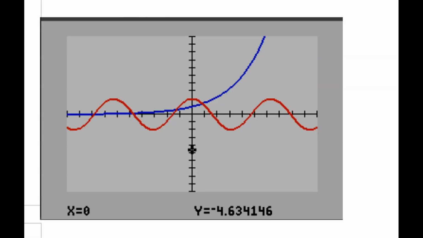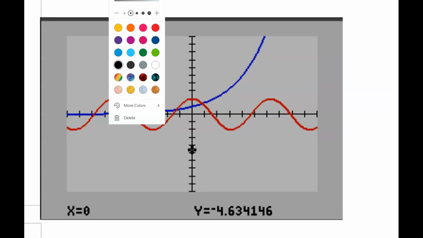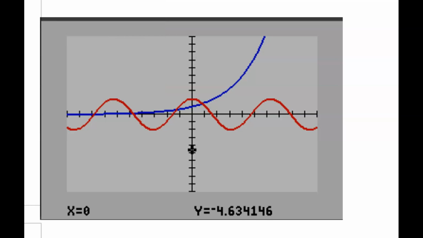I don't know if you noticed, but I got an upgrade to my online graphing calculator. It's the newer operating system now.